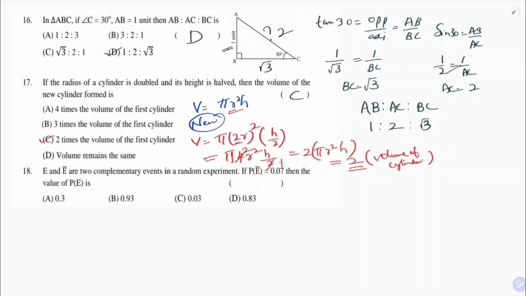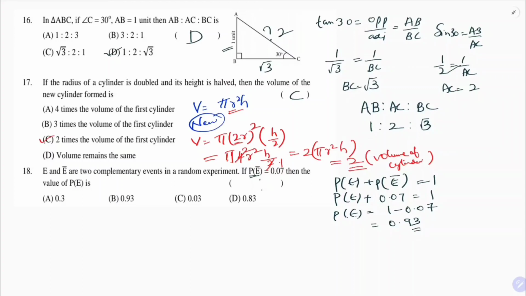Next one. If E and E dash, E bar are two complementary events in a random experiment, probability of an event plus probability of a not event is always 1. So probability of an event we need to calculate. Probability of a not event is 0.07. So probability of event is 1 minus 0.07, which is 0.93. So the correct option is B.